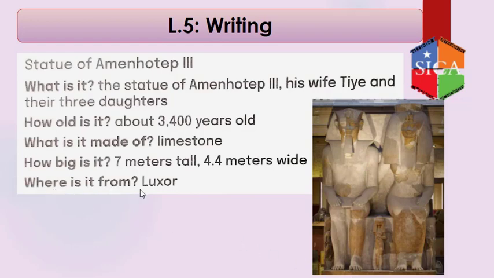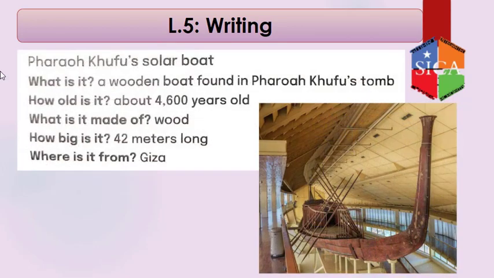Where is it from? From Luxor. So here we ask about the place of these statues. And the second note is about Pharaoh Khufu's solar boat. This is the solar boat of the Pharaoh Khufu.